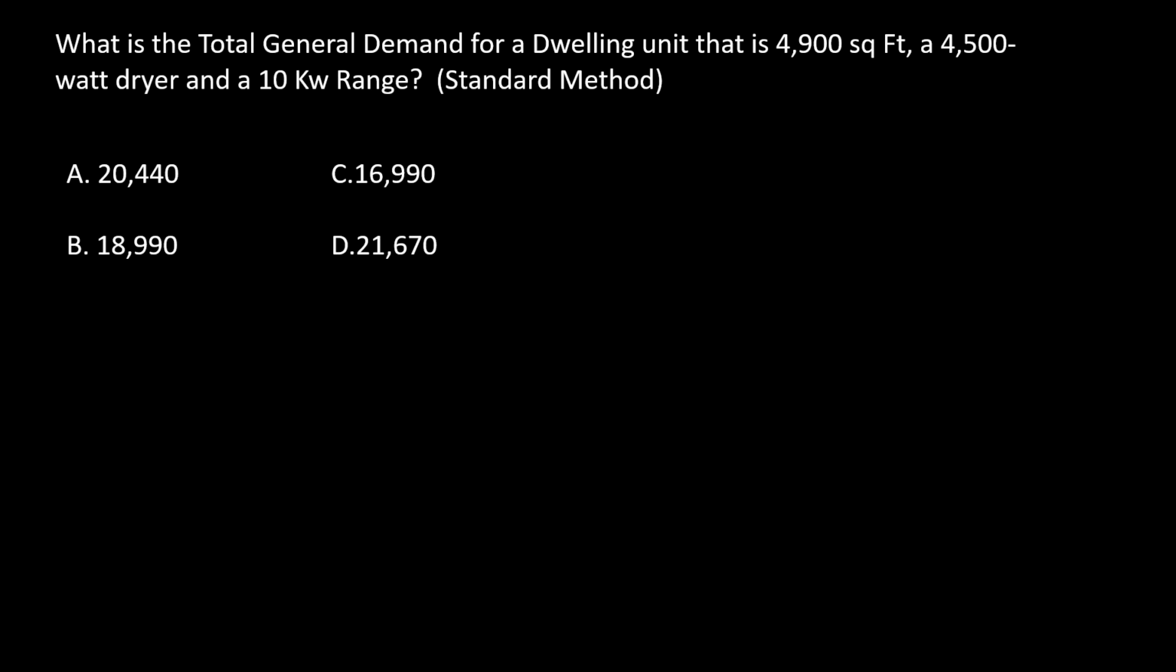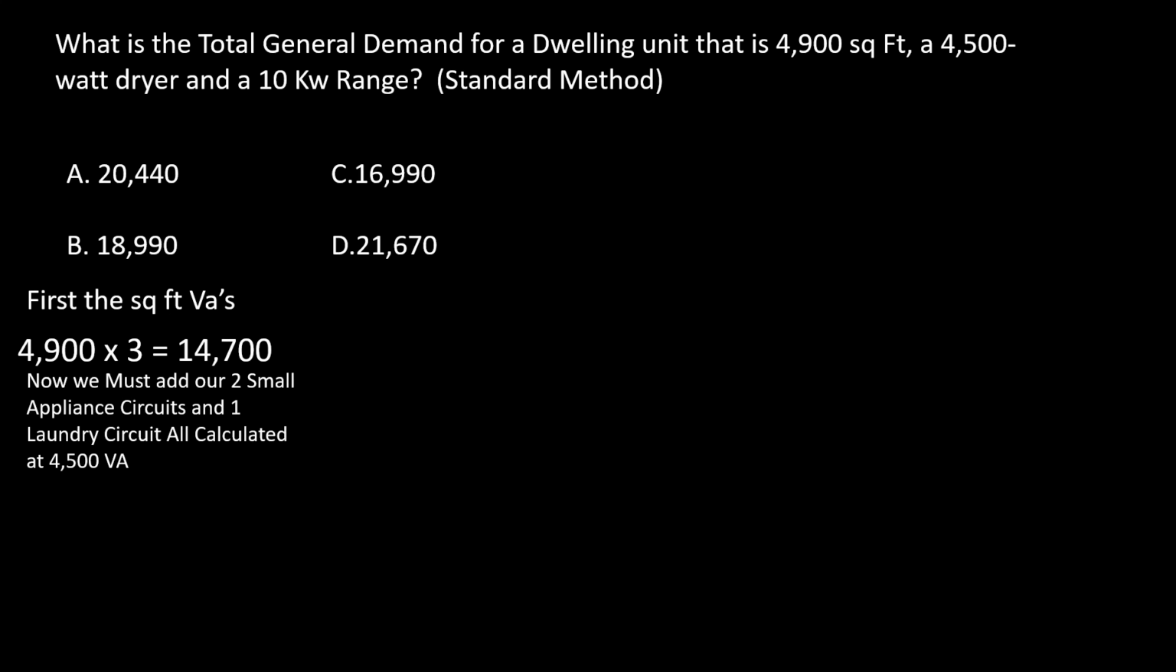What is the total general demand for a dwelling unit that has 4,900 square foot with a 4,500 watt dryer and a 10 kW range using the standard method? So first we're going to figure our square foot VAs. We take 4,900 multiplied by 3, and that's going to give us 14,700. Now we're going to add our 2 small appliance and 1 laundry circuit. That is going to give us 4,500 extra VAs, and that's going to give us a total of 19,200.